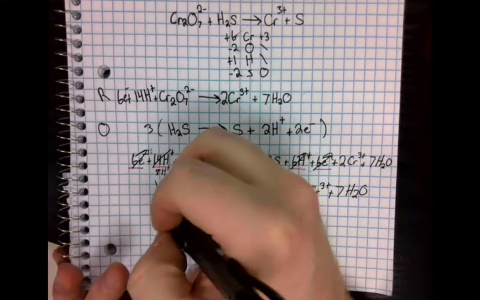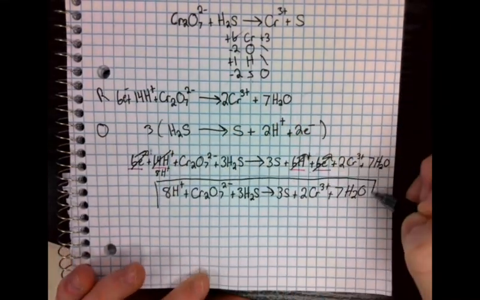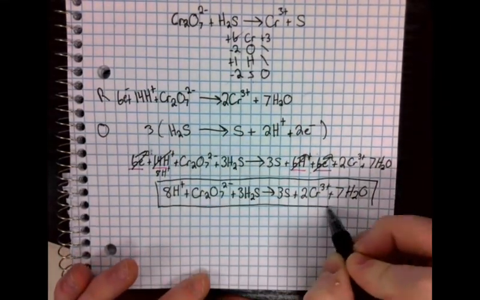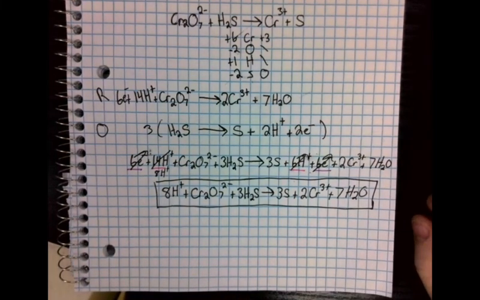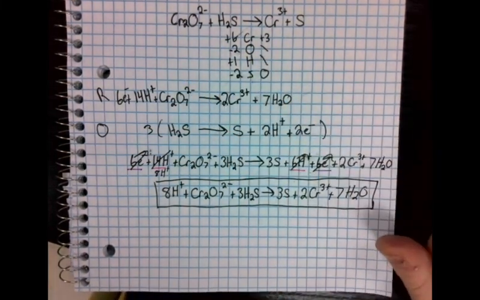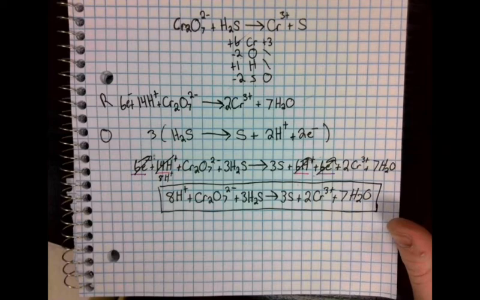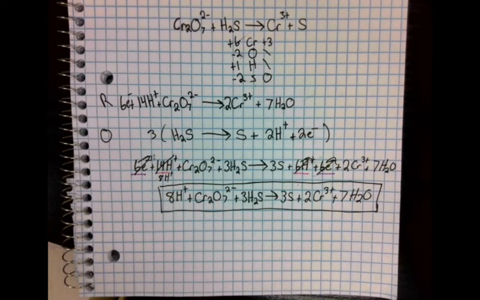So this right here is the balanced redox equation for Cr2O7 plus H2S gives Cr plus S in an acidic medium. We have to add hydrogens and we have to add waters to be able to get it to balance out.